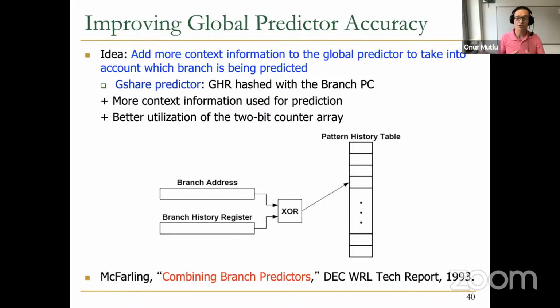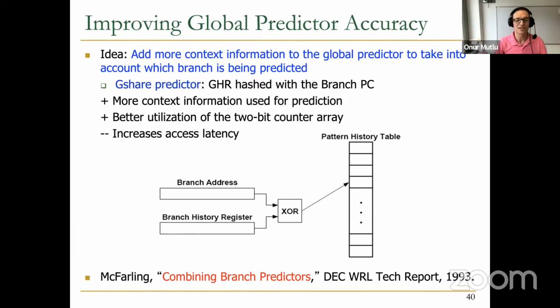Now, by hashing, you're really distributing the usage across many counters in your pattern history table. This is, in general, an issue with hash tables, for example, right? Whenever you're using hash tables, you want to balance the distribution of things in the buckets, and we have the same problem over here. And that better utilization also leads to better prediction accuracy because things don't interfere with each other as much in the pattern history table.